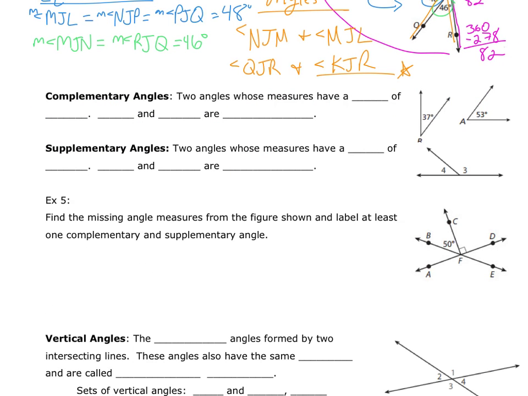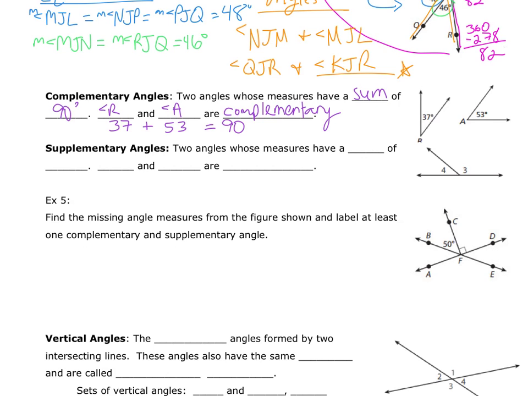So we have a few more vocabulary words we're going to talk about, and that is complementary angles and supplementary angles. They're very similar, but slightly different. So complementary angles means that we have 2 angles that the measures have a sum of 90 degrees. So they add up to equal 90 degrees. So that would mean in our picture over there, angle R and angle A are complementary. This means if I add them together, 37 plus 53 degrees should equal 90 degrees.